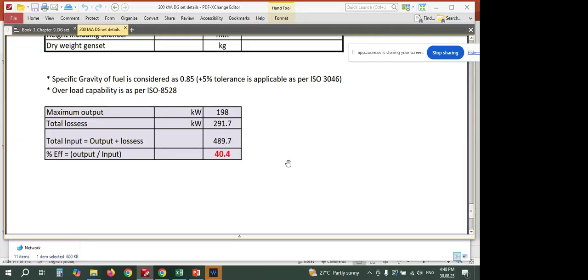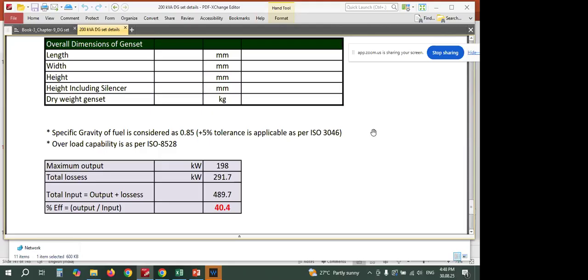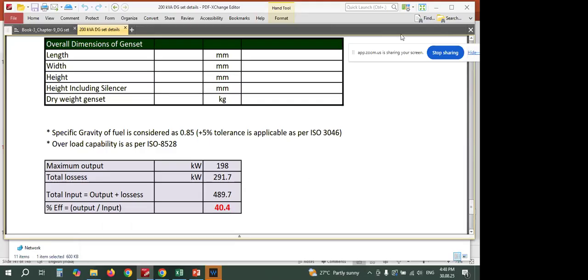We have seen in the earlier also that so far as the total efficiency is considered, it is 40%. So if somebody is saying that our engine efficiency is 60%, 65%, yes, don't believe. So these are the parameters and factors of the diesel engine.